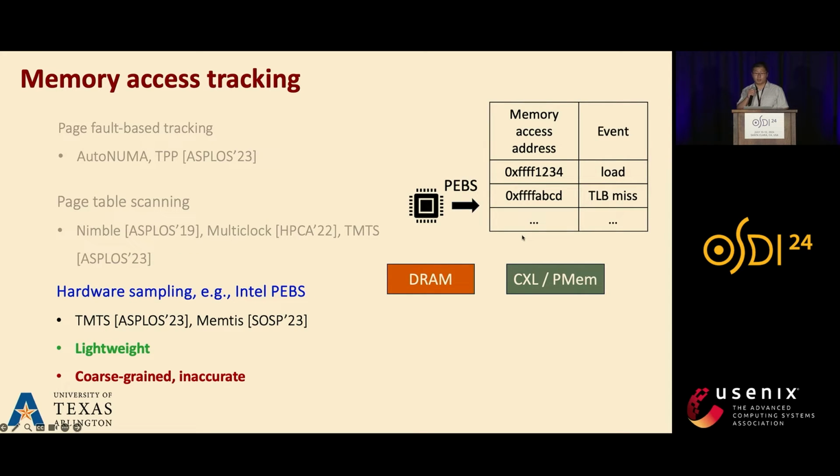Hardware-assisted tracking leverages hardware performance events, such as PEBS on Intel processors, to sample events that can be used to infer recently accessed page addresses. Like page table scanning, hardware sampling can be lightweight but undermines the tracking accuracy.